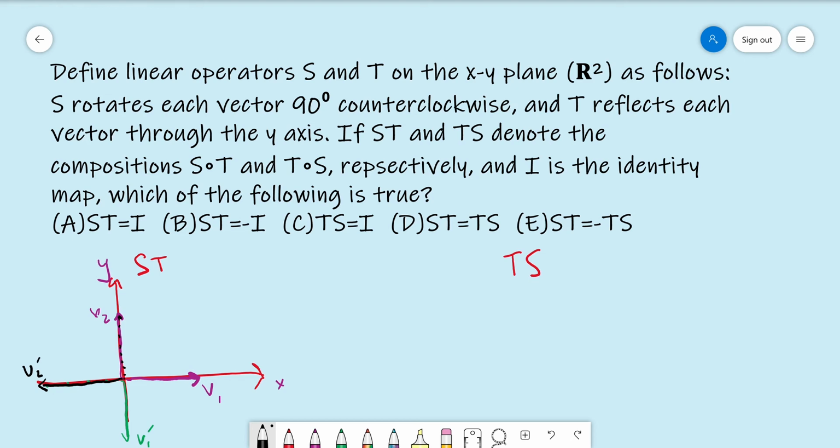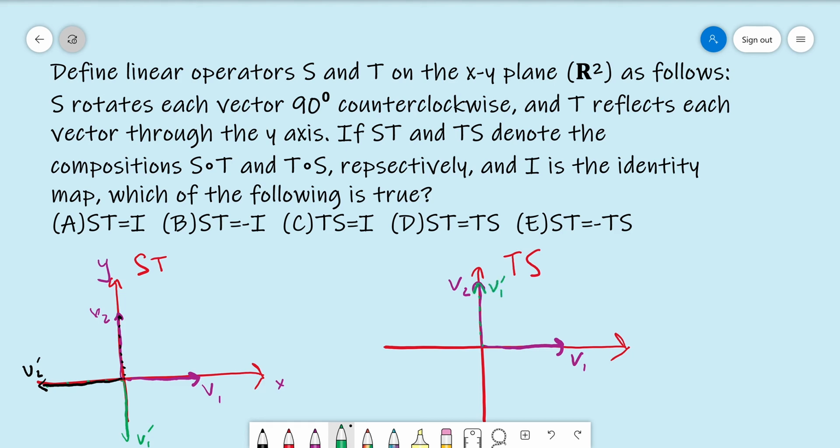Alright, now let's see what TS does. We'll start out with our same unit vectors, V1 and V2. Now S rotates 90 degrees counterclockwise. So let's see, with V1, we're going to end up over here. And then T reflects in the y-axis. Well, the reflection in the y-axis is just going to give us the same thing. That's not going to change anything. So this is going to be V1 prime.